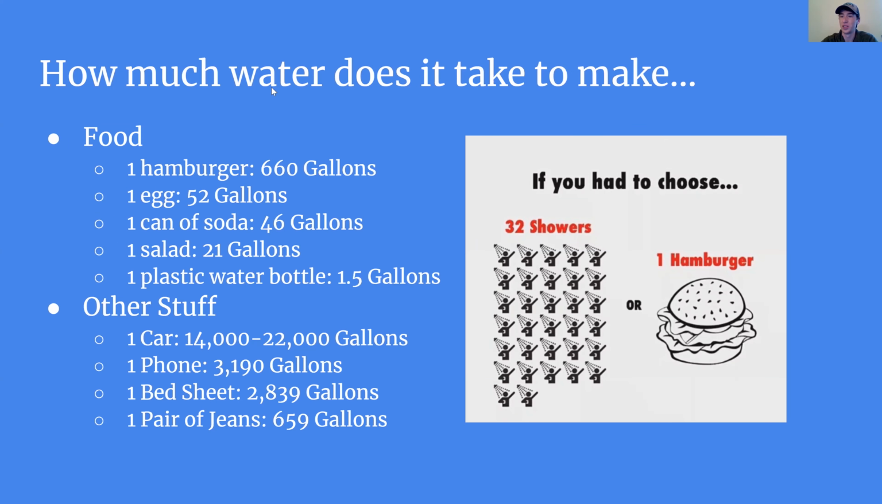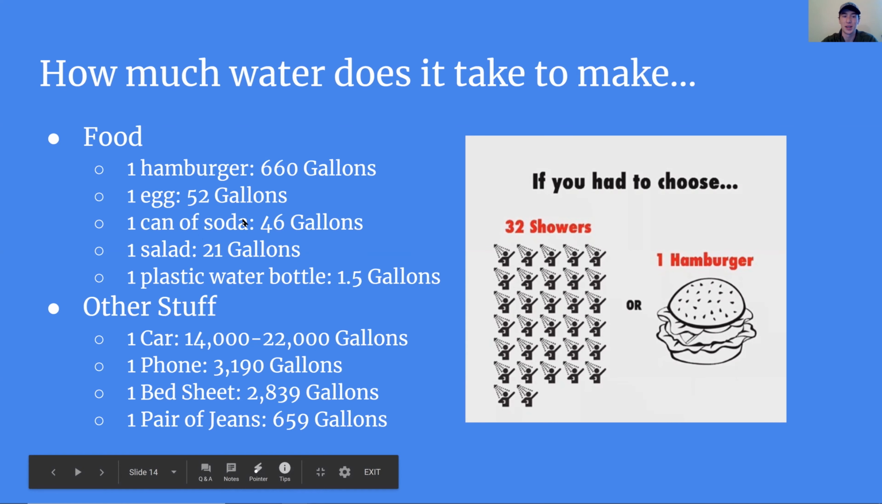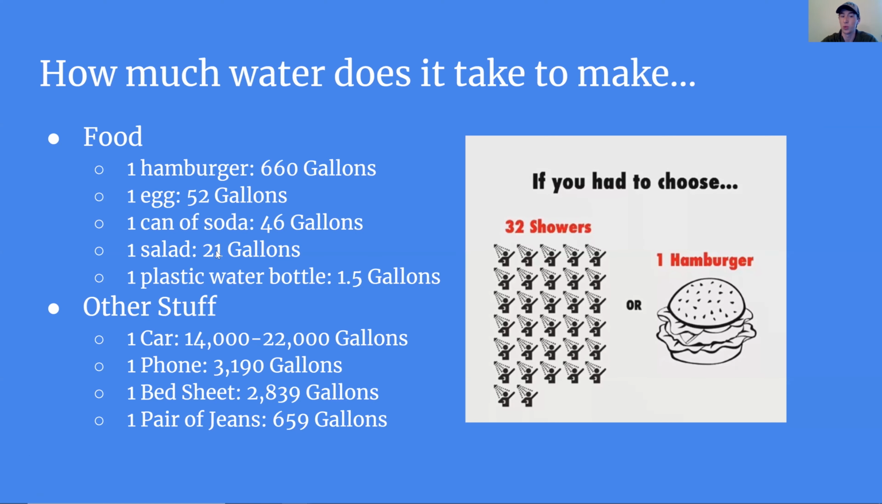So here we have just a few little facts. How much water does it take to make different products? So you can see here a hamburger, one hamburger takes 660 gallons to make. One egg takes 52 gallons. Can of soda is 46 gallons. A salad is 21 gallons. And this one is kind of interesting. A plastic water bottle takes 1.5 gallons of water to make. So that's a little crazy. It takes a lot more water to make a plastic water bottle than is actually in the plastic water bottle. That's a little interesting. Yeah, for sure.